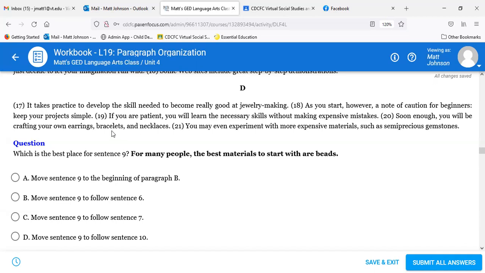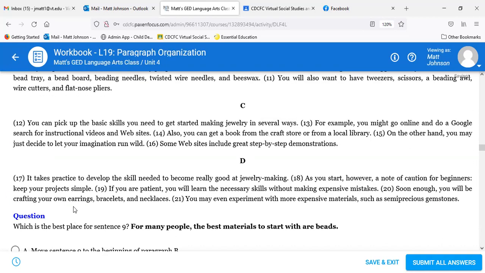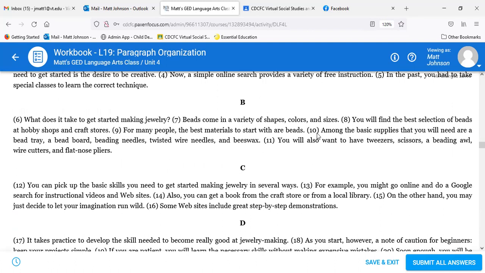So B, we're going to move sentence 9 to follow 6. So we look again here. What does it take to get started making jewelry? Asking a question sometimes will serve as a topic sentence, because then we're going to go about answering that question. So then we drop in sentence 9 right after that. For many people, the best materials to start with are beads, okay? Because that then follows the other sentences here.